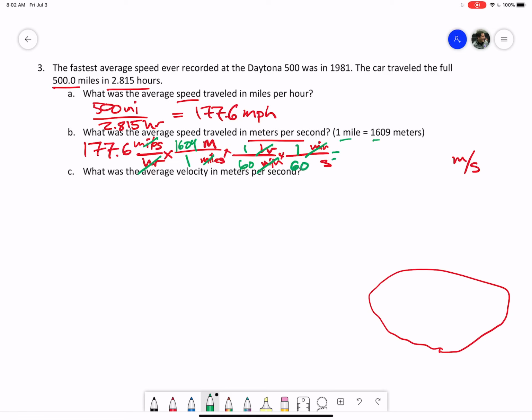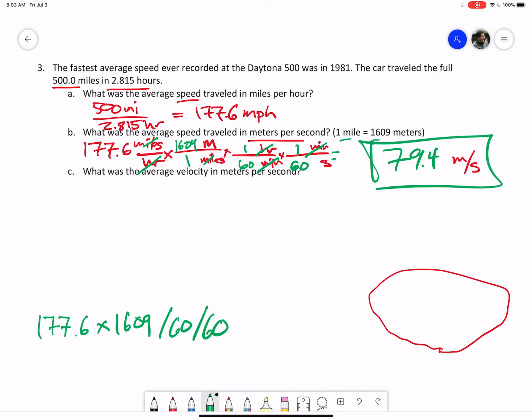All right, so now all we have to do is multiply everything on top, divide everything on bottom. I'll do this down below here. So in my calculator, I can just put everything together in one line. 177.6 times 1,609, times 1 times 1. We don't need to worry about those. All right, what numbers do we have below? Divided by 60, divided by 60, okay? And we will get our answer to be 79.4 meters per second. Boom.